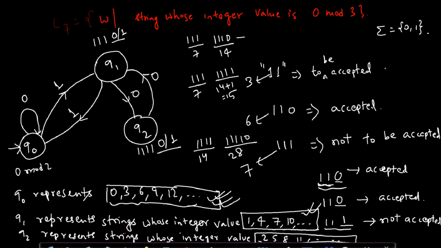What if the next symbol was 1? Then this will be 28 plus 1, which is equal to 29. 29 is 2 mod 3. So at Q2, when you see 1, you stay at Q2. So this is your DFA for L7.